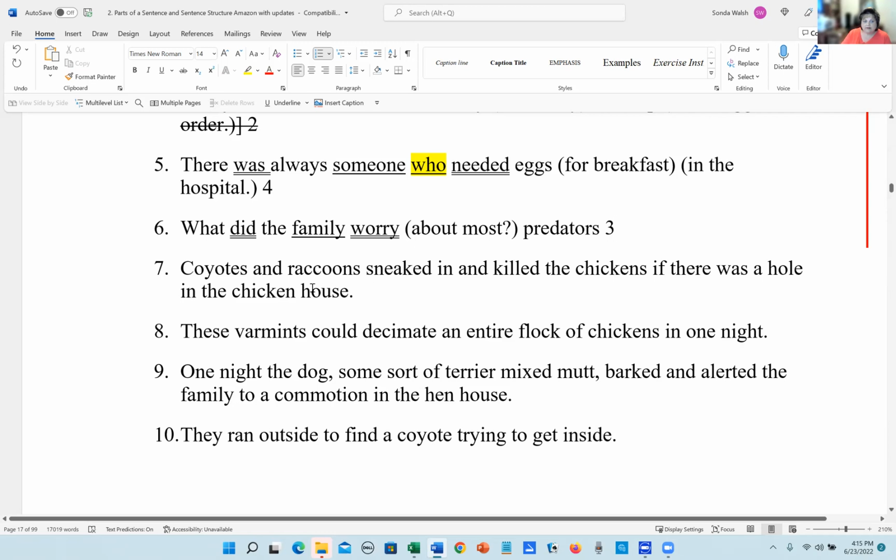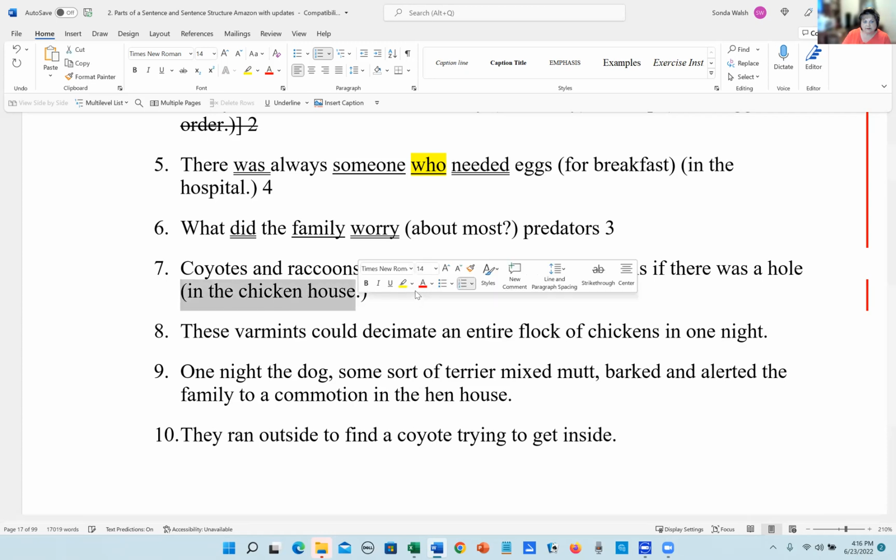Number 7. Coyotes and raccoons sneaked in and killed the chickens if there was a hole in the chicken house. Sneaked in, but there's no and killed. So that one's not going to be a prepositional phrase. A hole in the chicken house is a prepositional phrase, so I can mark that out. I'm not going to find my subject and verb in a prepositional phrase. So put a line through that.